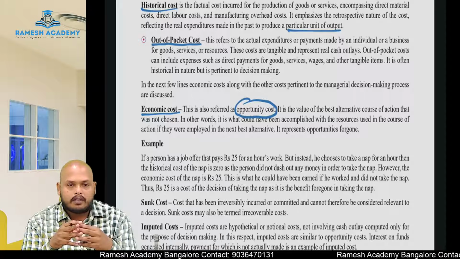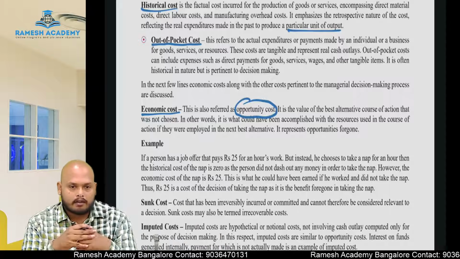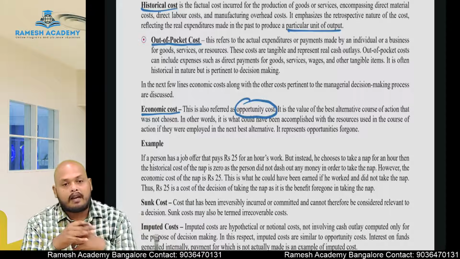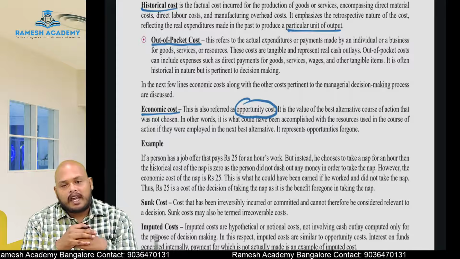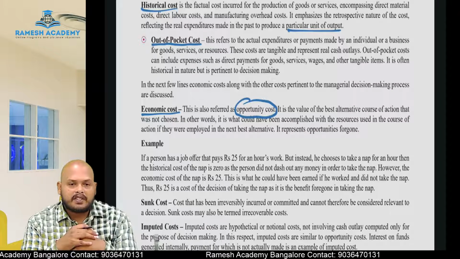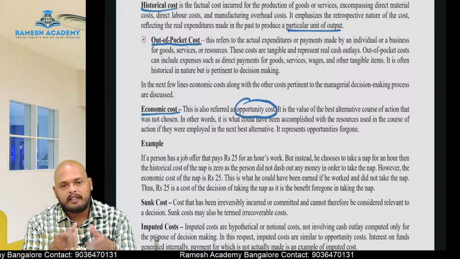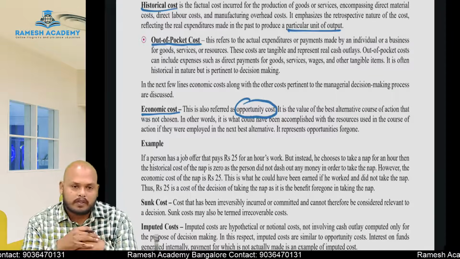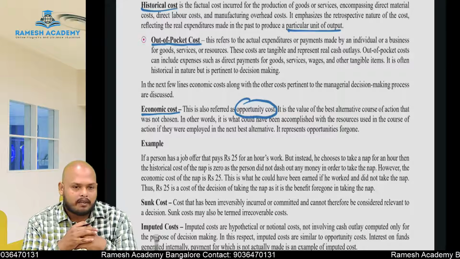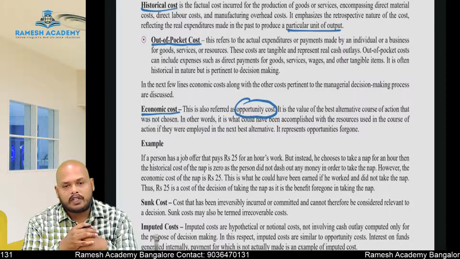Example, fixed cost. In some places, we will call it as a period cost. In some places, we will call it as a standby cost. In some places, we will call it as a static cost. Like that, depending upon the situation, the names will change, but the meaning is same. Here also same. Economic cost is also known as opportunity cost. So what do you mean by an opportunity cost?